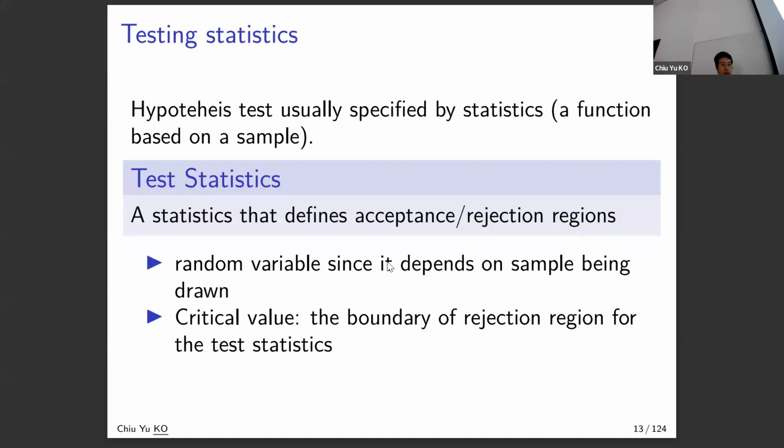So, the null hypothesis, the hypothesis testing basically specifies the rejection region and the acceptance region. The test statistic is defined because of the random variable. Whether it falls in the acceptance region or the rejection region is a random variable. And the critical value will be the boundary of the region that you will reject.